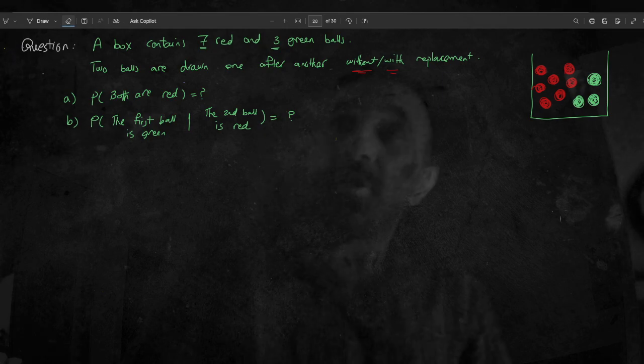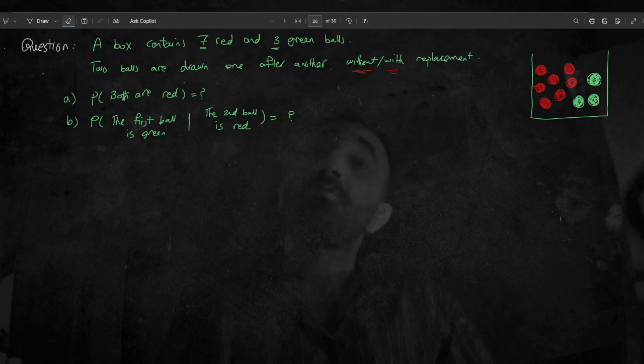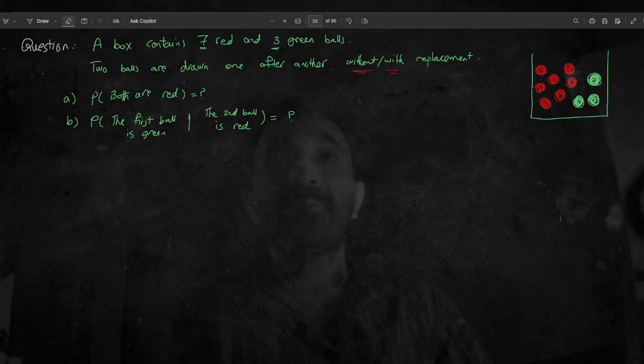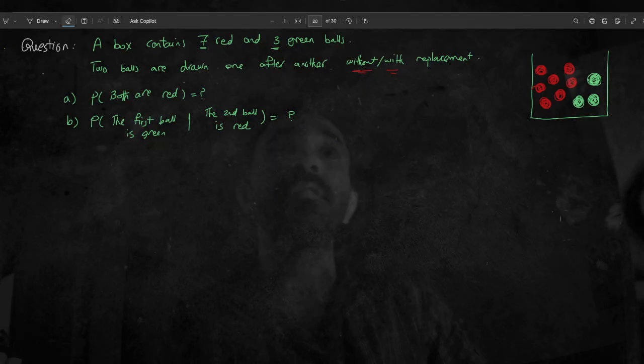Okay, guys, here we have a question, which is, I think, a good question to practice tree diagrams. We're going to do this question in two different cases, without and with replacement. Okay, so let's read the question together.